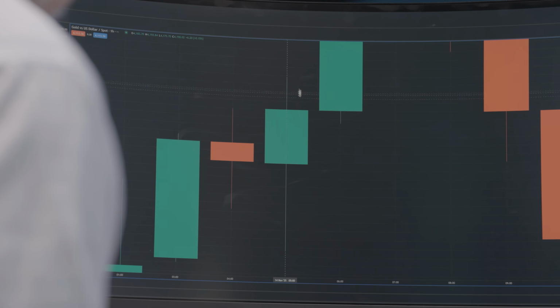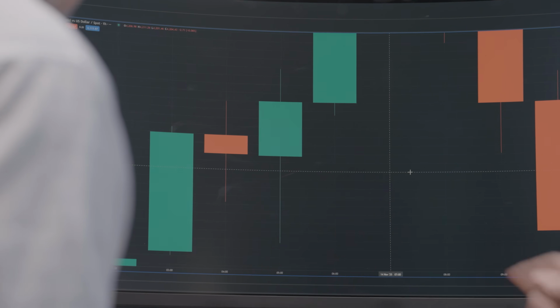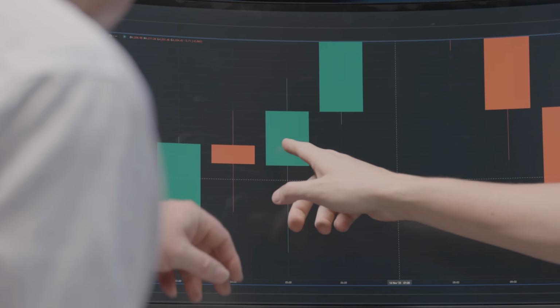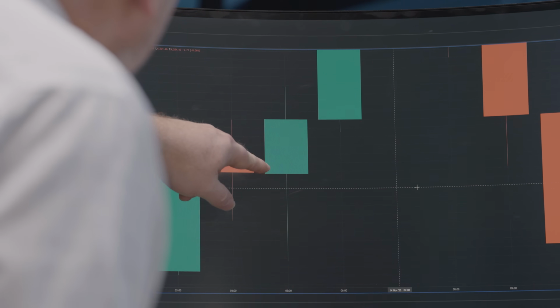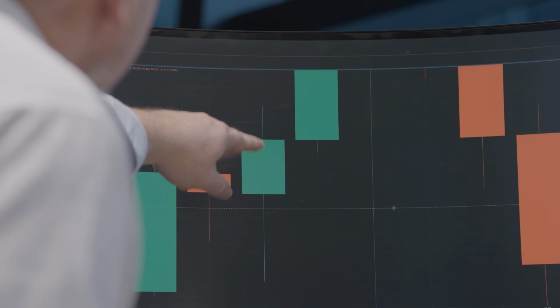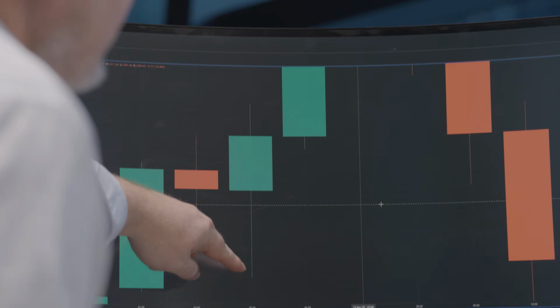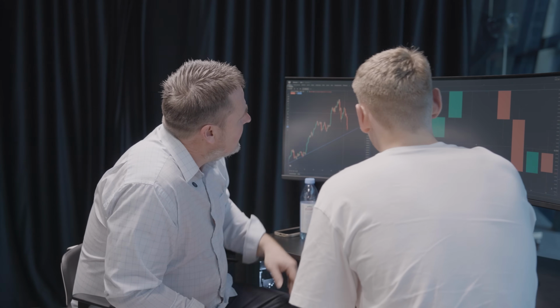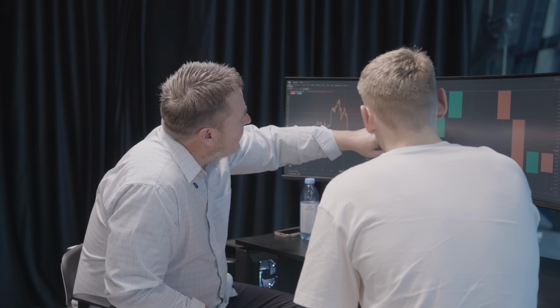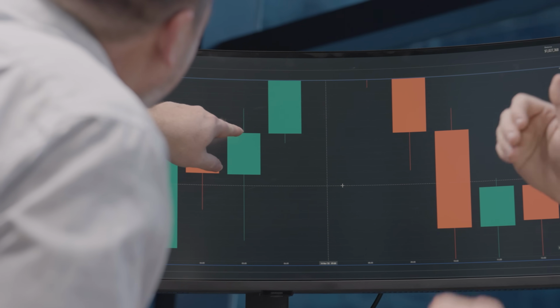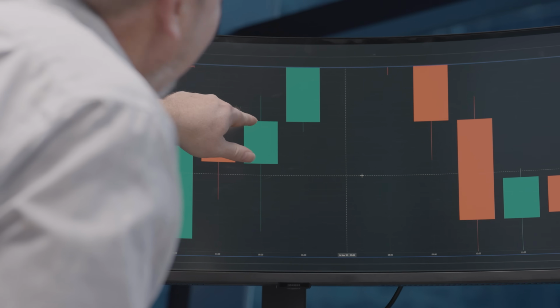Exactly. So what about this candle here? You've got the open and the close, and you've got the high and the low. Which one was the open and which one was the close? I've forgotten. I've gone blank now. I think if it's green, that was the open, that was the close.